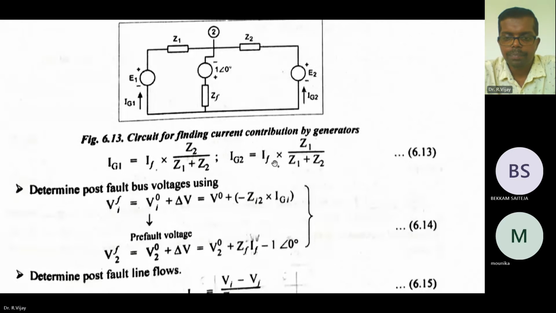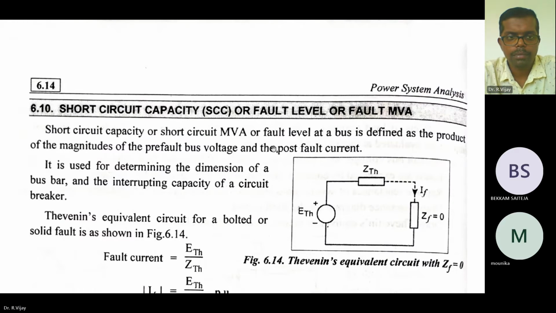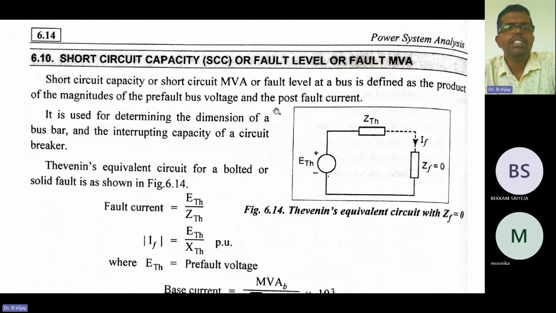Next, we are calculating the short circuit capacity, that is SCC, or fault level, or fault MVA. Short circuit capacity, short circuit MVA, or fault level are the other names at the particular bus. So you can say fault level, fault MVA, or short circuit capacity. Everything is the same.